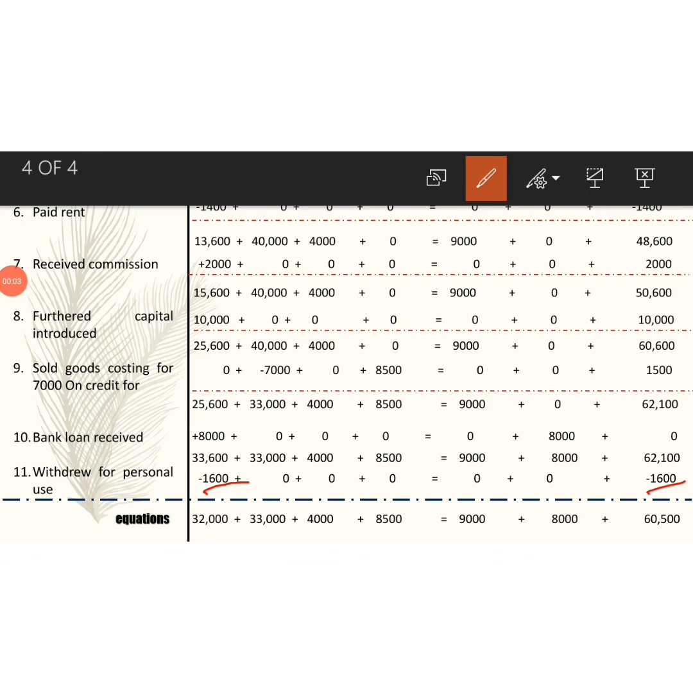33,600 minus 1,600 is 32,000, plus 33,000 plus 0 is 33,000. 4,000 plus 0 is 4,000. 8,500 plus 0 is 8,500. And 9,000 plus 0 is 9,000. Again, 8,000 plus 0 is 8,000. Capital 62,100 minus 1,600 is 60,500.